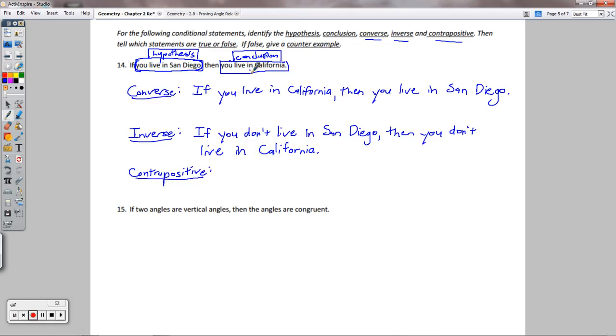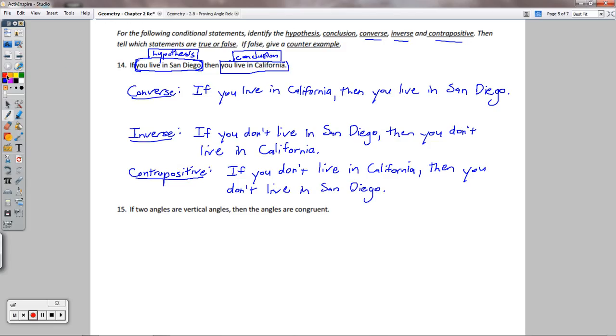The contrapositive, we switch and negate. It sounds the most complicated, and so it is the most complicated. It kind of matches up nice like that. We would have the contrapositive being that if you don't live in California, we got to switch it. So I'm going to take the converse and put nots in there. So if you don't live in California, then you don't live in San Diego.